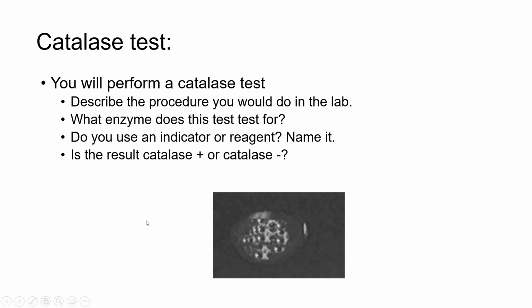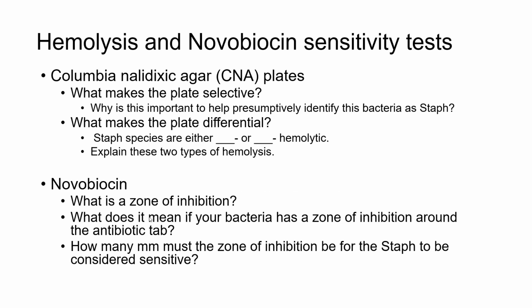The name of the enzyme that can convert hydrogen peroxide into oxygen gas is called catalase. It goes by another name, peroxidase, which may be familiar to some of you if you took 1406 biology here at Richland. But if it bubbles, that means it does make that enzyme. So this example would be a positive for the catalase test.